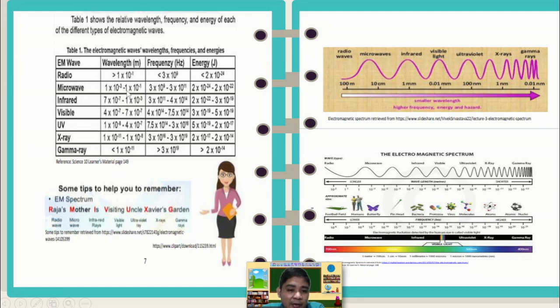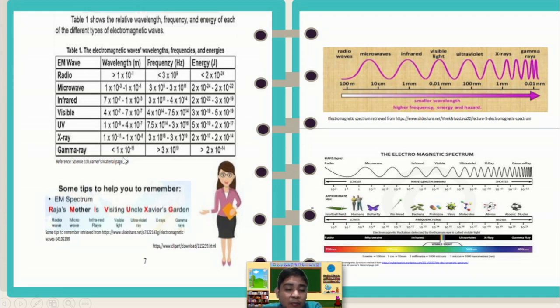Infrared, 7 times 10 raised to negative 7 to 1 times 10 raised to negative 3, meaning much shorter compared to microwave. And visible, 4 times 10 raised to negative 7 to 7 times 10 raised to negative 7. And UV rays, 1 times 10 raised to negative 8 to 4 times 10 raised to negative 7. And X-ray, 1 times 10 raised to negative 11 to 1 times 10 raised to negative 8.